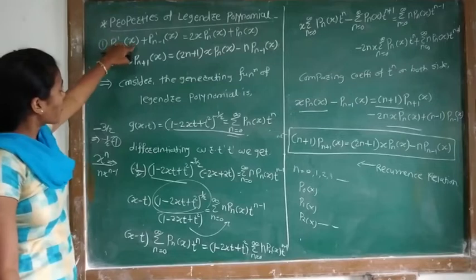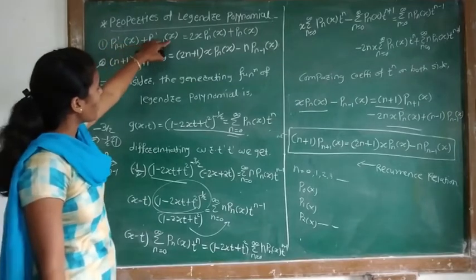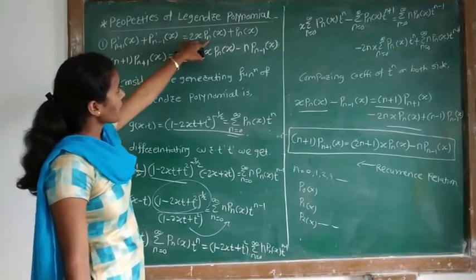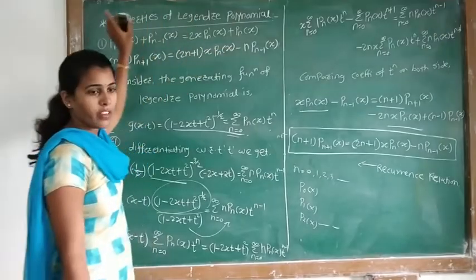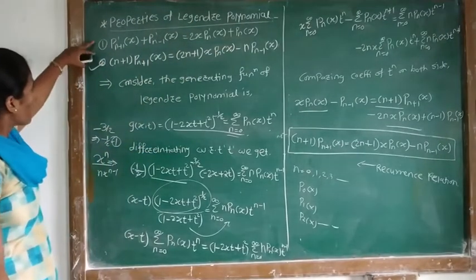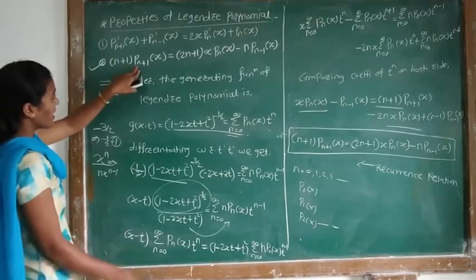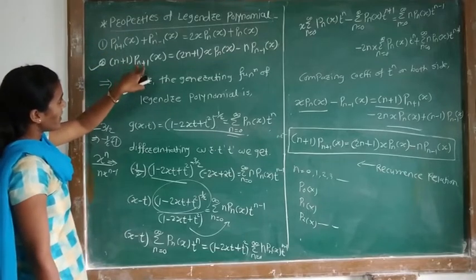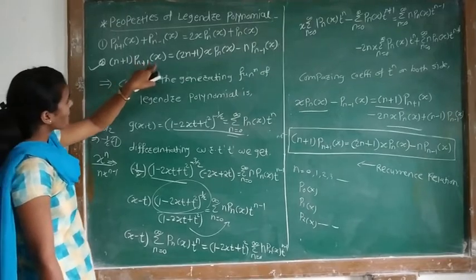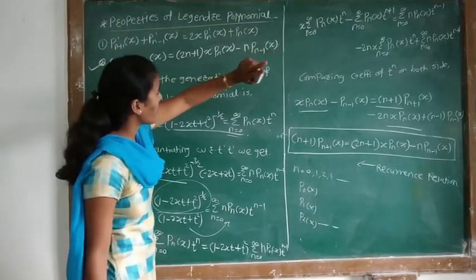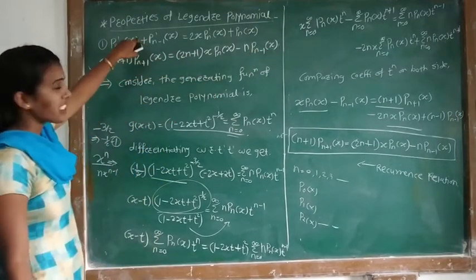Pn plus 1 dash of x plus Pn minus 1 dash of x is equal to 2x Pn dash of x plus Pn of x. These two properties are very different. In this property, we see only the terms Pn plus 1, Pn of x and Pn minus 1. Here the dash is considered there.